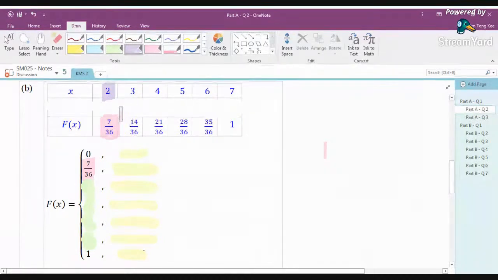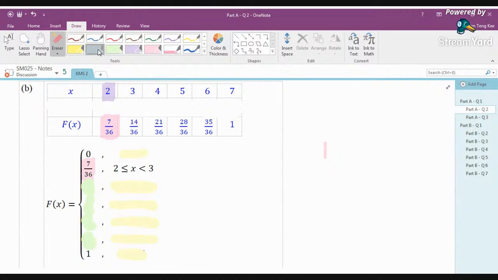So from here, it gives us the idea that for 7 over 36, I'm going to consider starting from 2 until somewhere before I reach the next value, somewhere before I reach 3. So in order to indicate that, my interval will be 2 less than or equal to x less than 3. Start from 2 and before I reach 3. I must exclude 3 because if I include 3, by right 3 should read a new value of the capital F.